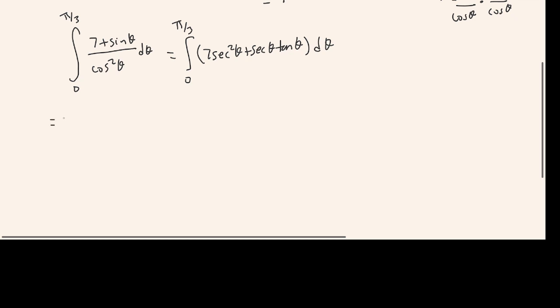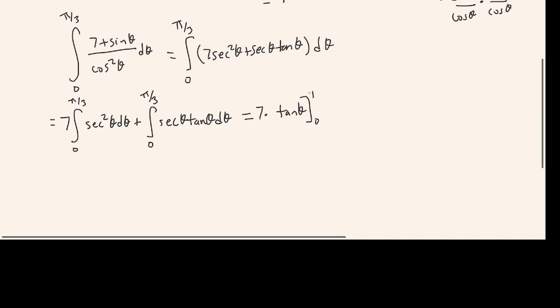So this is equal to, I'll pull the 7 out, 7 times the integral from 0 to pi thirds of secant squared theta d theta plus the integral from 0 to pi thirds of secant theta tangent theta d theta, which will be equal to 7 times tangent theta evaluated from 0 to pi thirds plus secant theta evaluated from 0 to pi thirds.